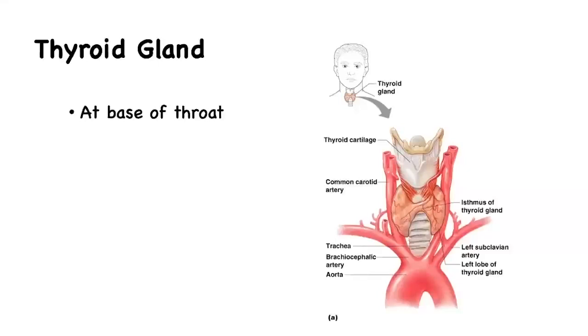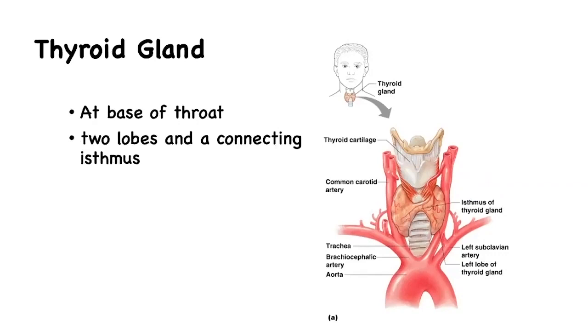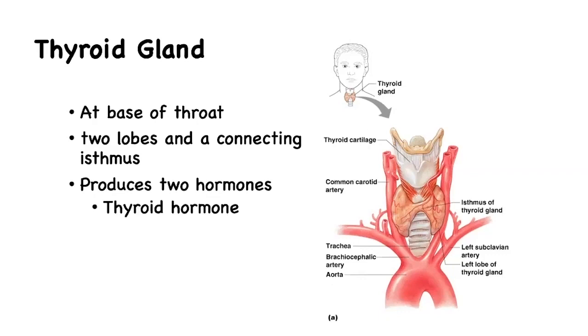The thyroid gland is located at the base of the throat. It consists of two lobes that are connected by a thin isthmus. It produces two hormones: thyroid hormone, and there are two versions of this, and calcitonin.